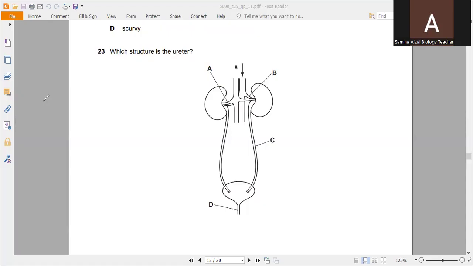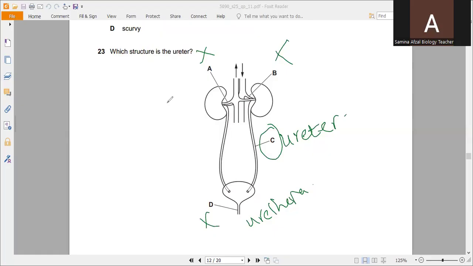You can see this one. And C is the ureter, and D is the urethra. So A, B and D are not the correct option. C is the correct option.